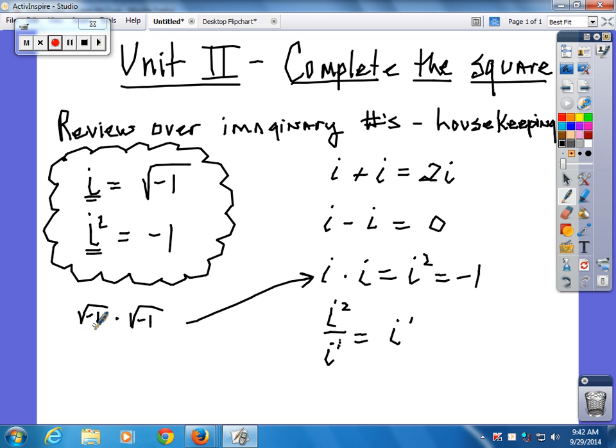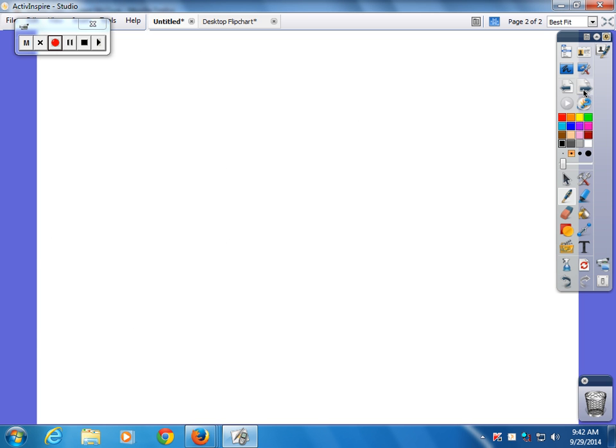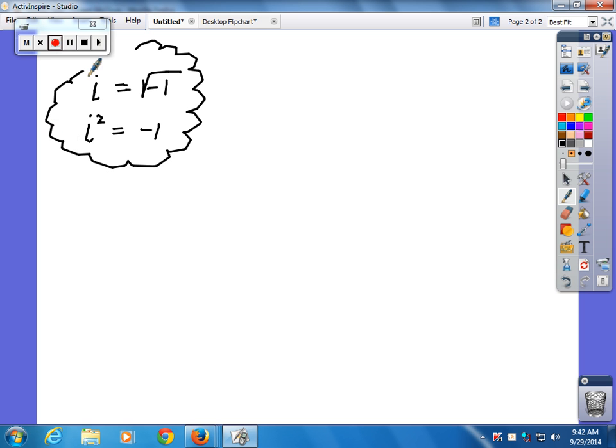But there are a few rules that we have to deal with i, so I'm going to review over those, and then we'll get into completing the square. So, as I said before, i is equal to the square root of -1, and i squared is equal to -1. So I'm going to write that on pretty much every page because if you don't memorize this, you can't deal with i.